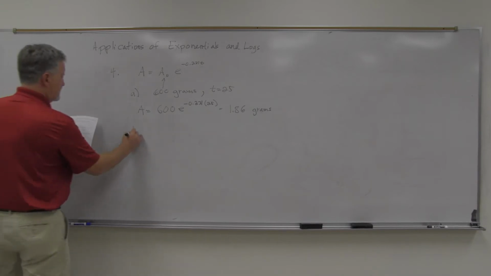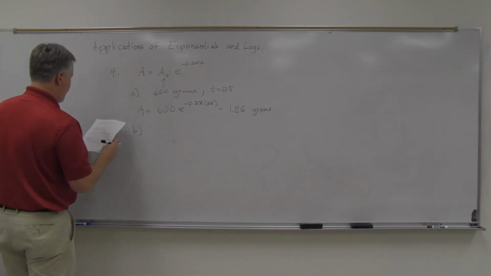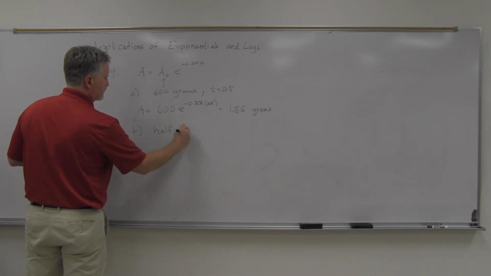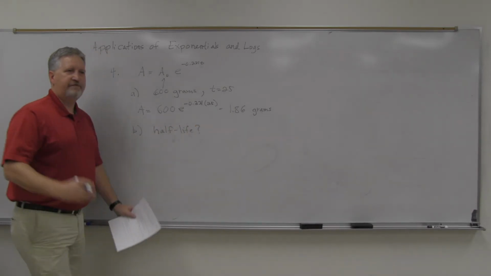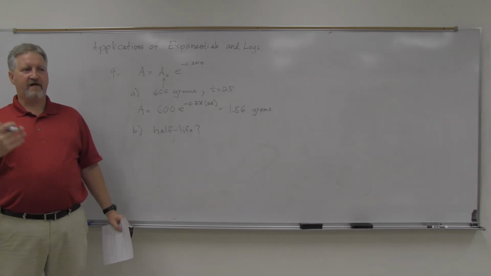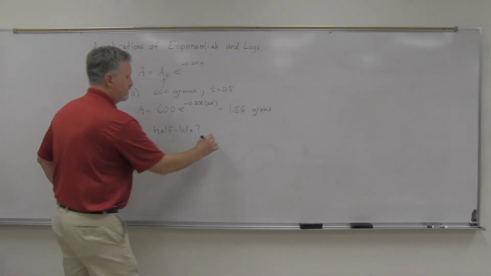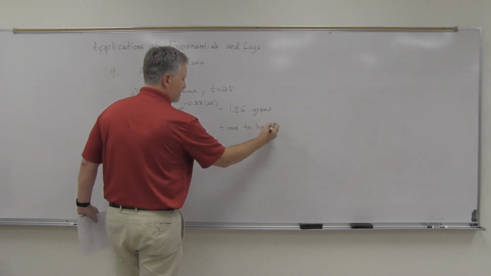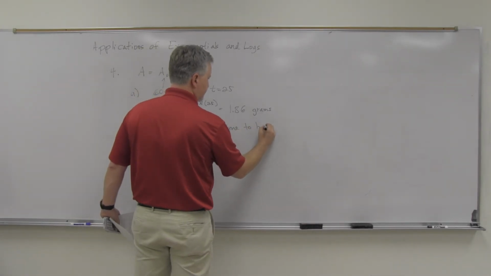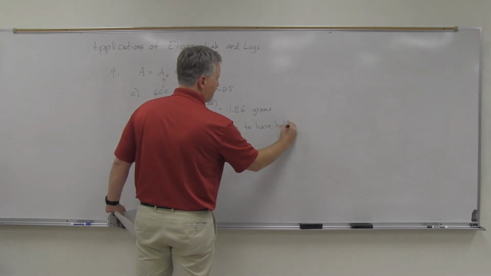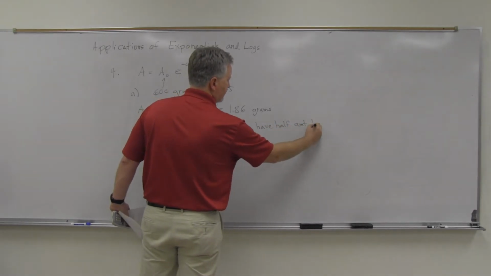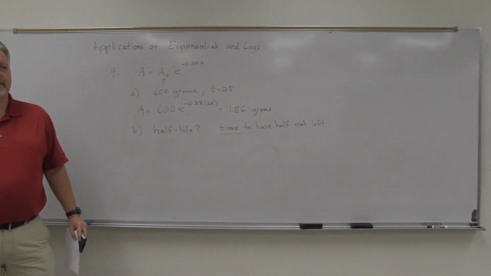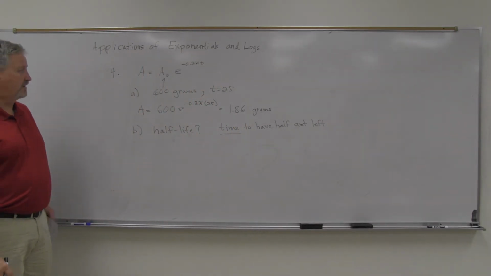Okay, B, oh yeah, half-life. So what is the half-life? Well, if you've got a decaying model, the half-life is just the time it takes for you to have half of the amount left. So a half-life is a time. The time is unknown here. That's what I'm trying to figure out.